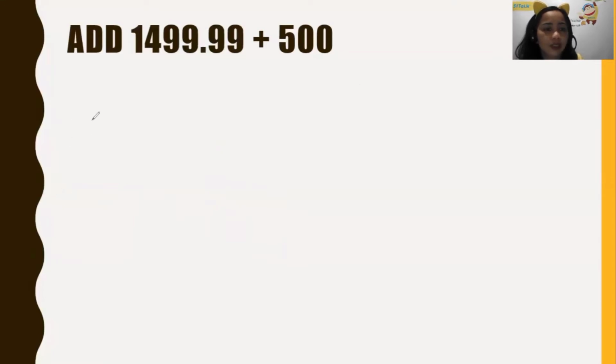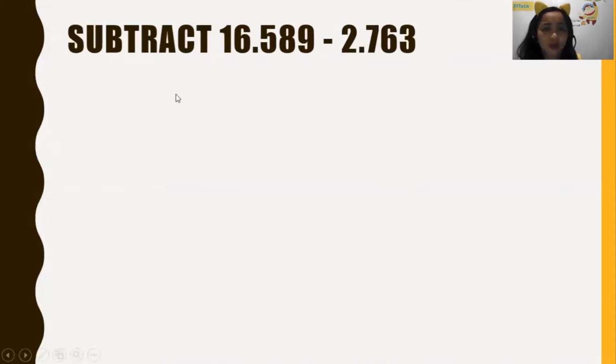Now, let's have the next example, which I think is a subtraction. Okay, let's subtract 16 and 589 thousandths minus 2 and 763 thousandths. Let us write that in column. We have 16 and 589 minus, syempre yung 2 katapat ng 6 kasi ones place value siya. 2 and 763.